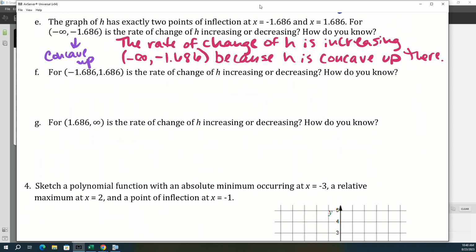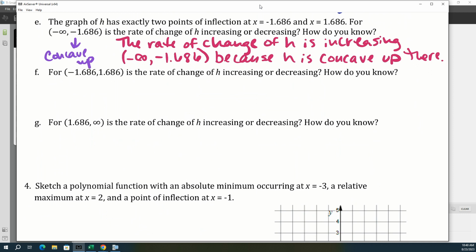Now, I want you to be specific. And I've said this a lot that I don't really know how hard they're going to grade this, but I do know if you say these things, you are 100% right. If you just say h is concave up, it's concave up sometimes, but sometimes it's concave down. So try to be specific about that.